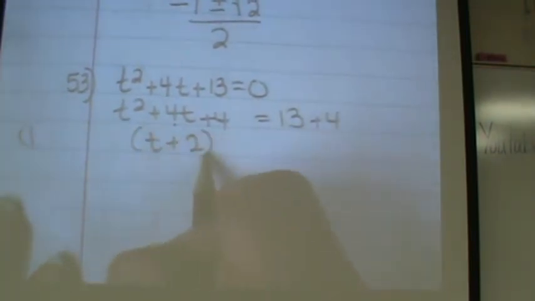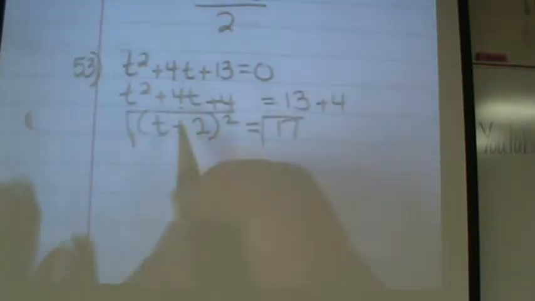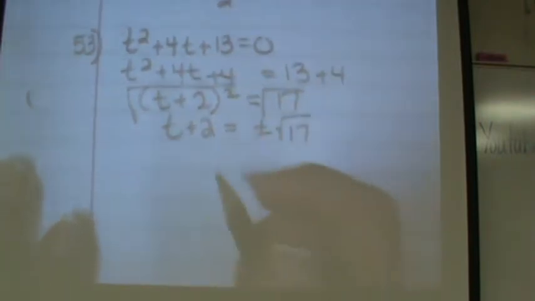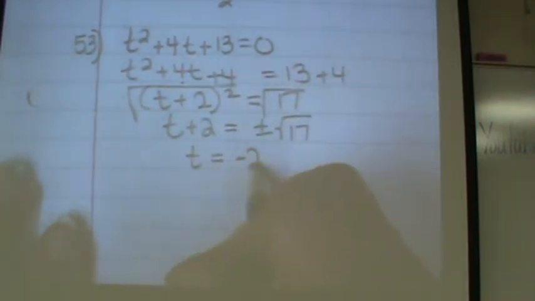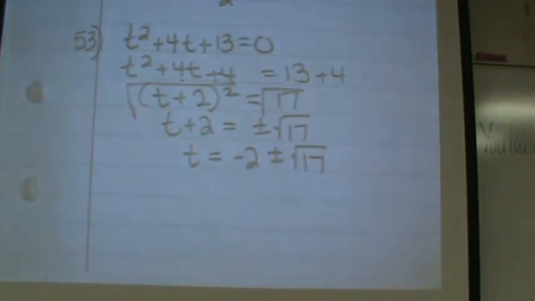Factor. You get a 17 here. Square root of both sides. t plus 2 is equal to plus or minus root 17. And subtract 2. Negative 2 plus or minus root 17 is your answer. We are going to skip 57 through 60 because those are graphing calculator questions. And we are going to move on to question 61.